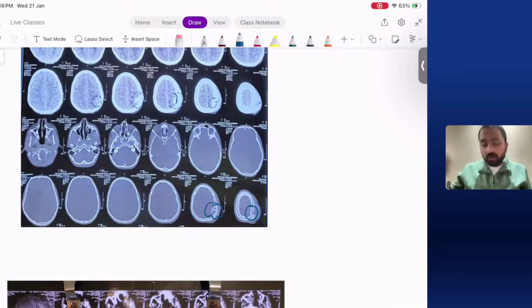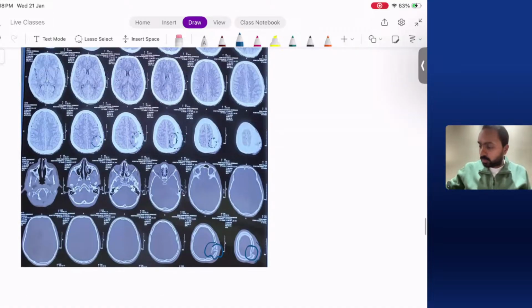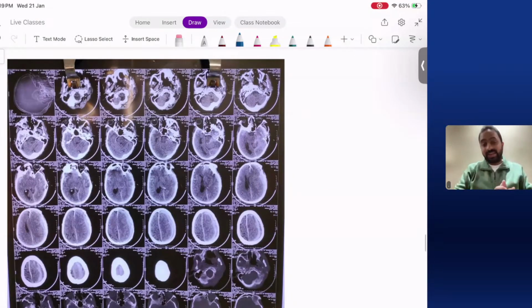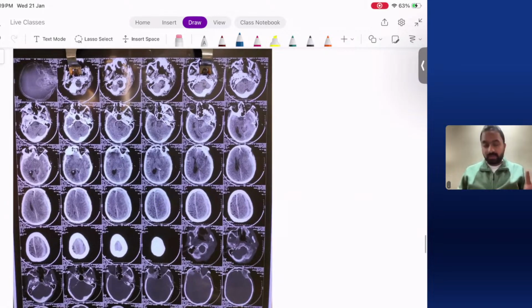Now, moving on to the next CT. So this one, we have your depressed fracture, right? We can say it to be a comminuted depressed fracture. Now, coming down to the next CT. So if you look over here, this was a patient who presented to our trauma care center for a road traffic accident. After your initial stabilization, we had the CT scan done.